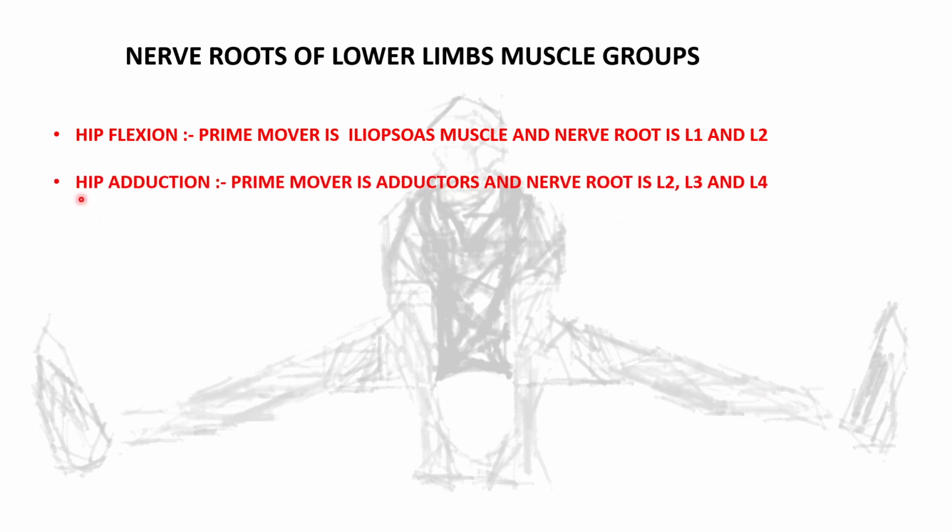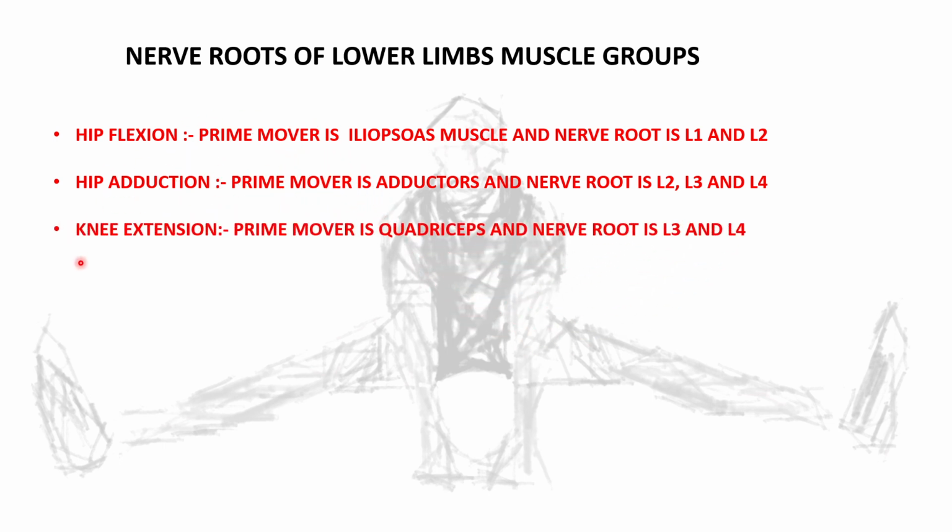In hip adduction, the prime movers are the adductor muscles, which are adductor longus and magnus, and the nerve root is L2, L3, and L4. So if the patient cannot adduct the hips, there will be a problem at these nerve roots, and the muscle problem will be the adductor muscles.